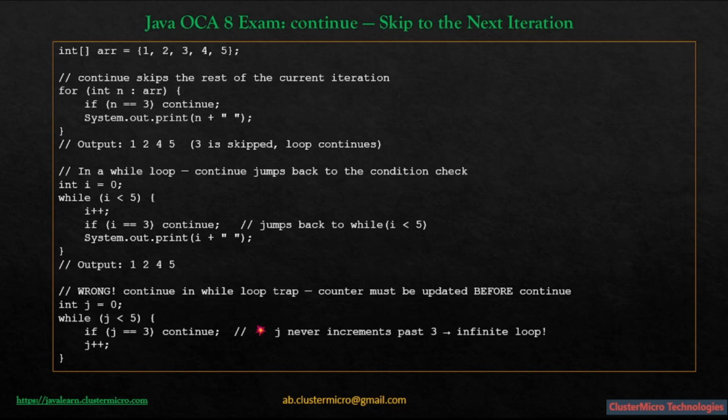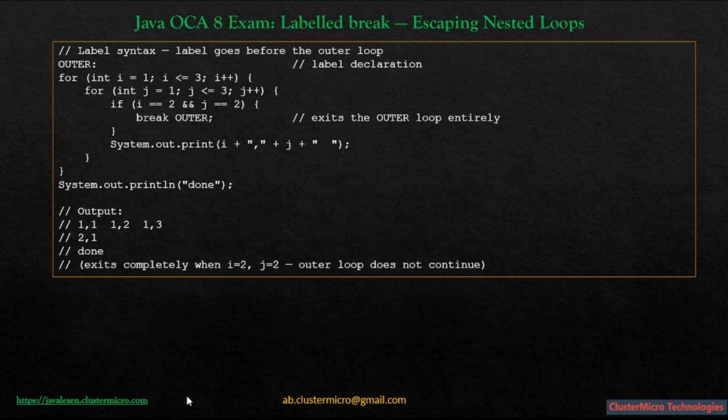So the next slide is label break, escaping nested loops. Labels allow you to exit an outer loop directly from inside a nested loop. A label is simply a name followed by a colon, placed immediately before a loop statement. When you use a labeled statement such as break outer, Java does not just exit the inner loop. Instead, it will exit the loop associated with the label.